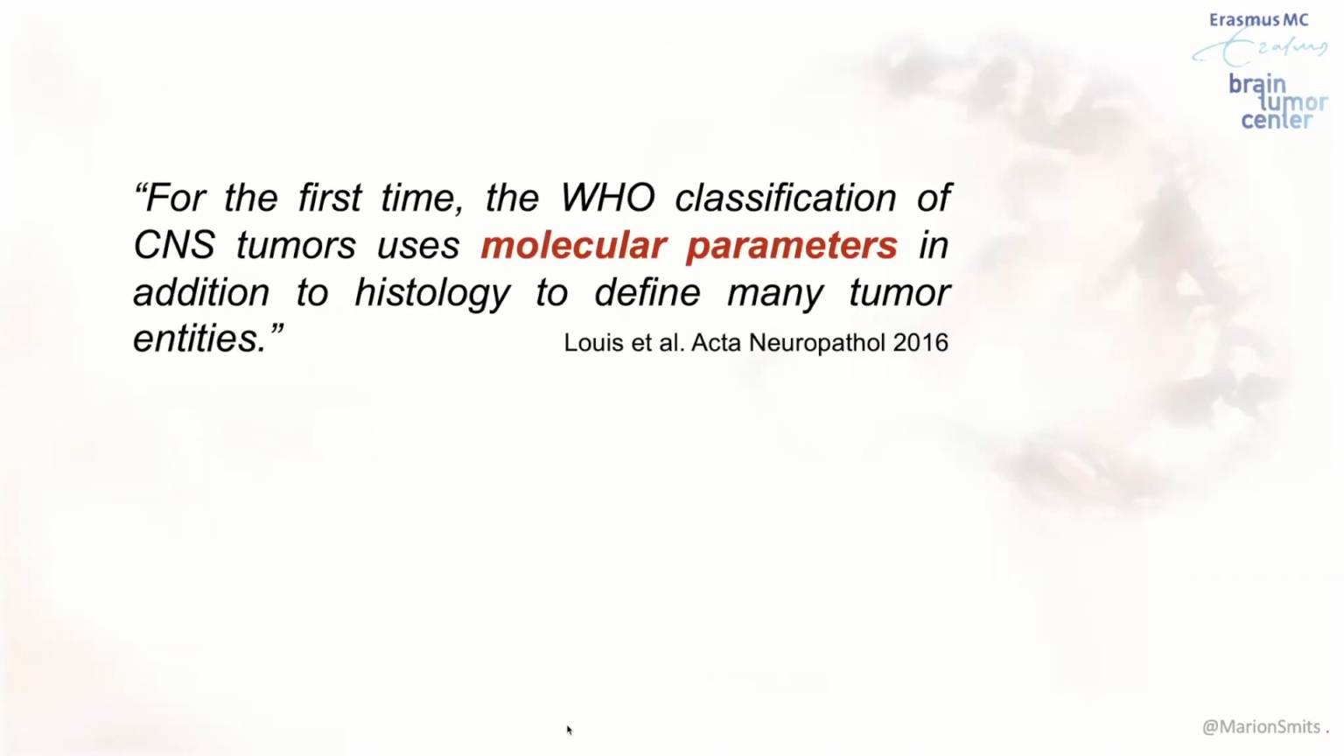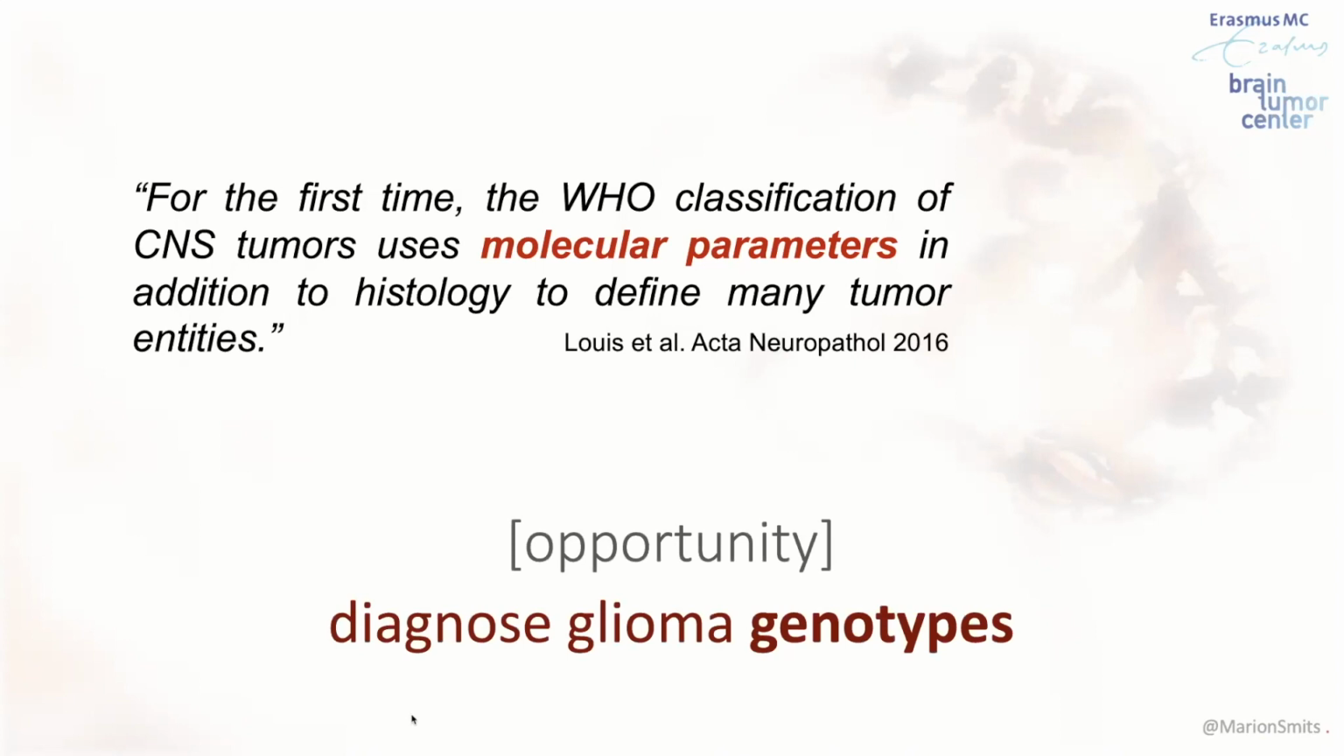So the WHO classification, like I said, was a bit of a revolution in 2016 when for the first time molecular parameters were included in the classification. So the genetics of the tumor are added to histology. And like I said, we now have a bit of a transition phase where both histology and genetics are being used. But of course, for us, there is a huge opportunity here to also develop techniques to diagnose the glioma genotypes.